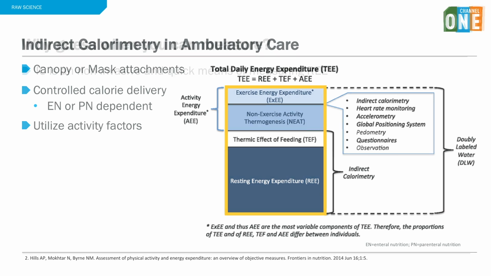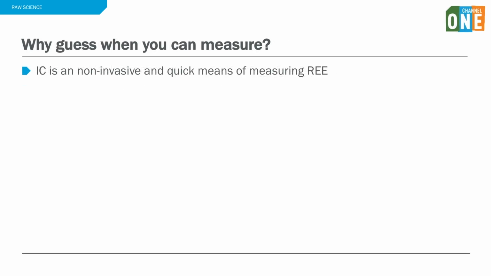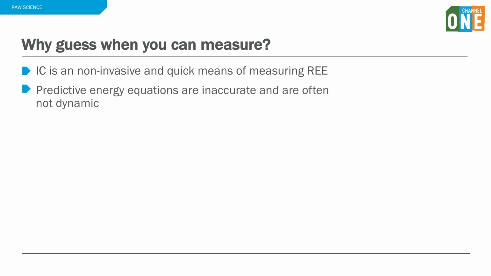Resting energy expenditure, we need to remember, is, well, resting, and will underestimate the calories burned by someone completing activities of daily life. So in conclusion, IC is a non-invasive and quick means of measuring REE. Tests usually only take 10 to 15 minutes in room. Predictive energy equations are inaccurate and often not dynamic. We saw how measured resting energy expenditure changes throughout hospitalization and how predicted REE often stays the same.